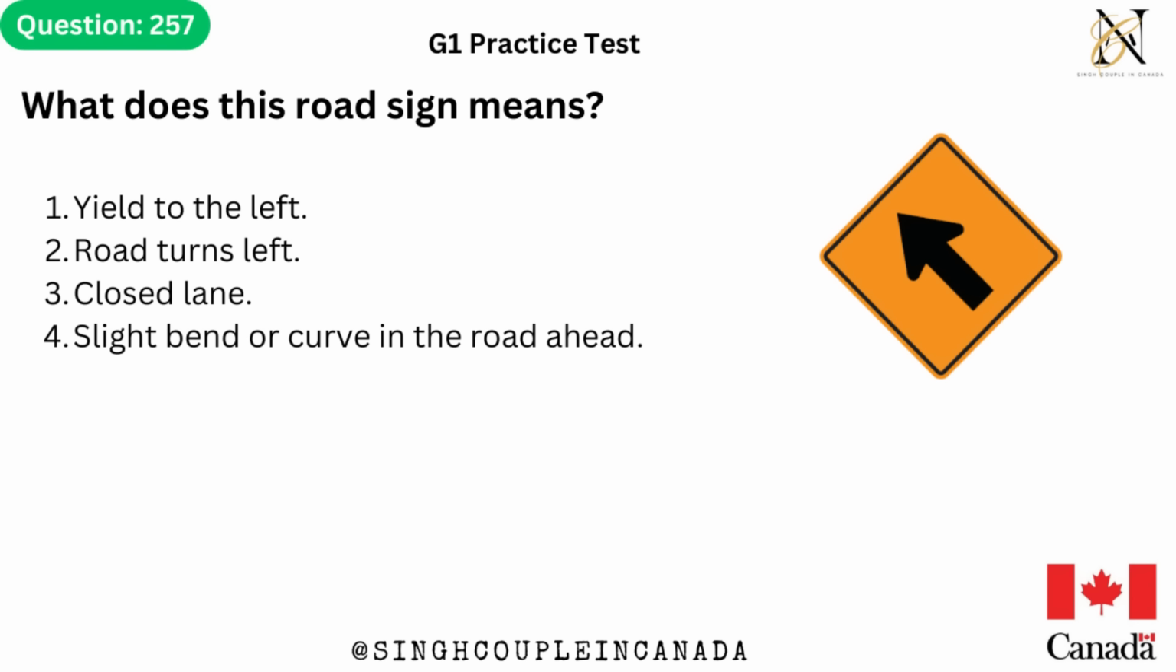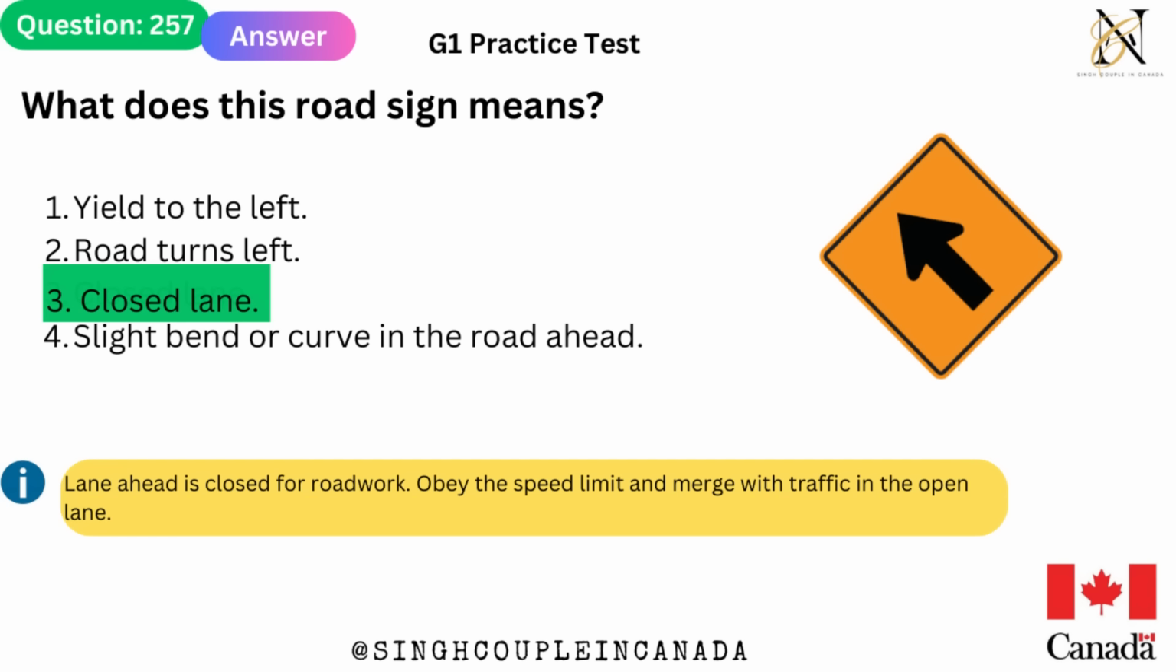What does this road sign mean? 1. Yield to the left. 2. Road turns left. 3. Close lane. 4. Slight bend or curve in the road ahead. The answer is 3. Close lane. Lane ahead is closed for roadwork. Obey the speed limit and merge with traffic in the open lane.